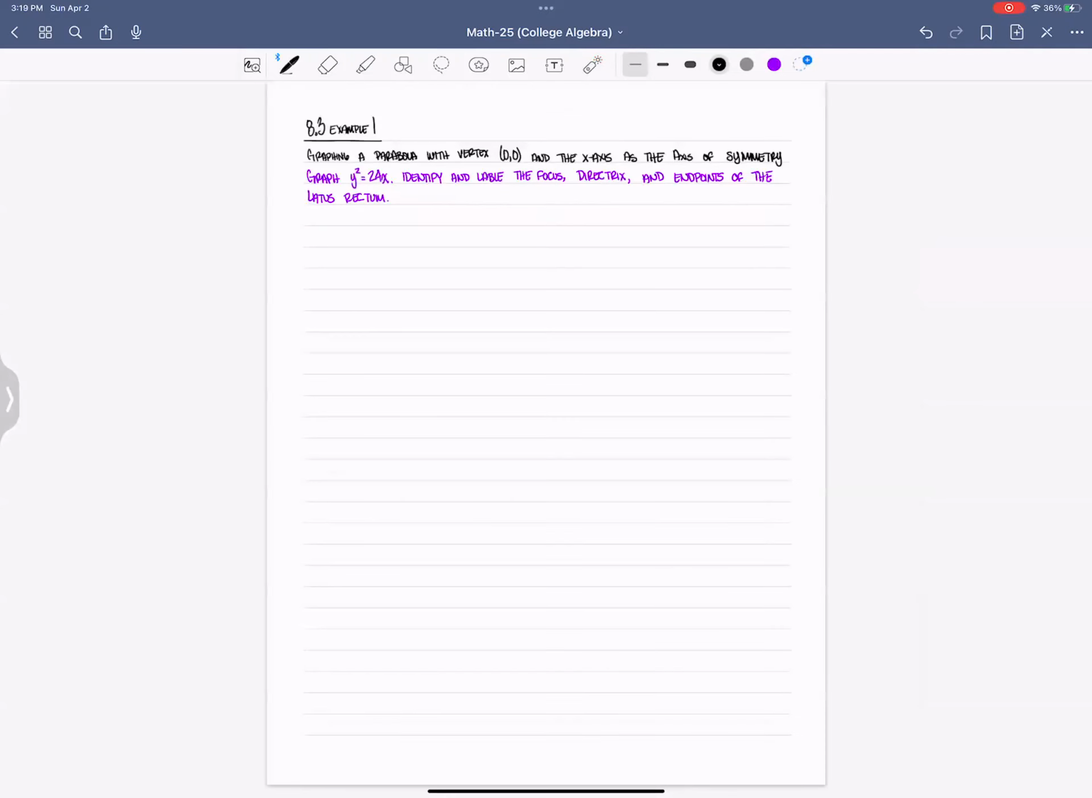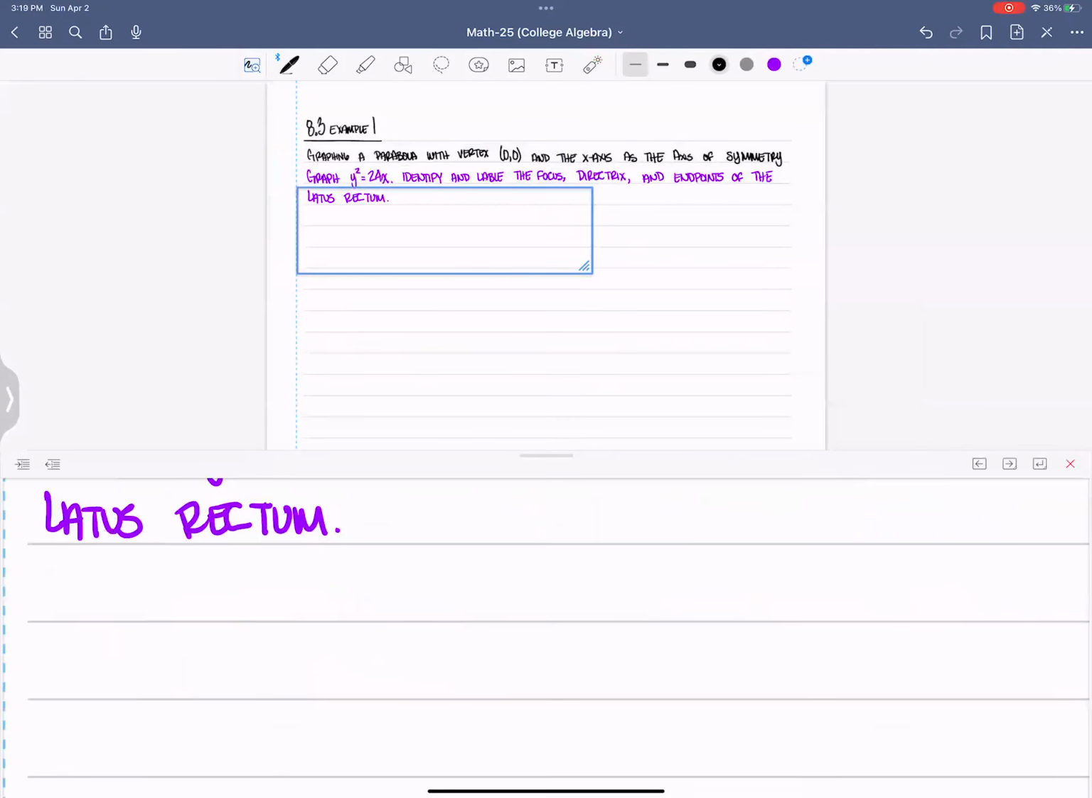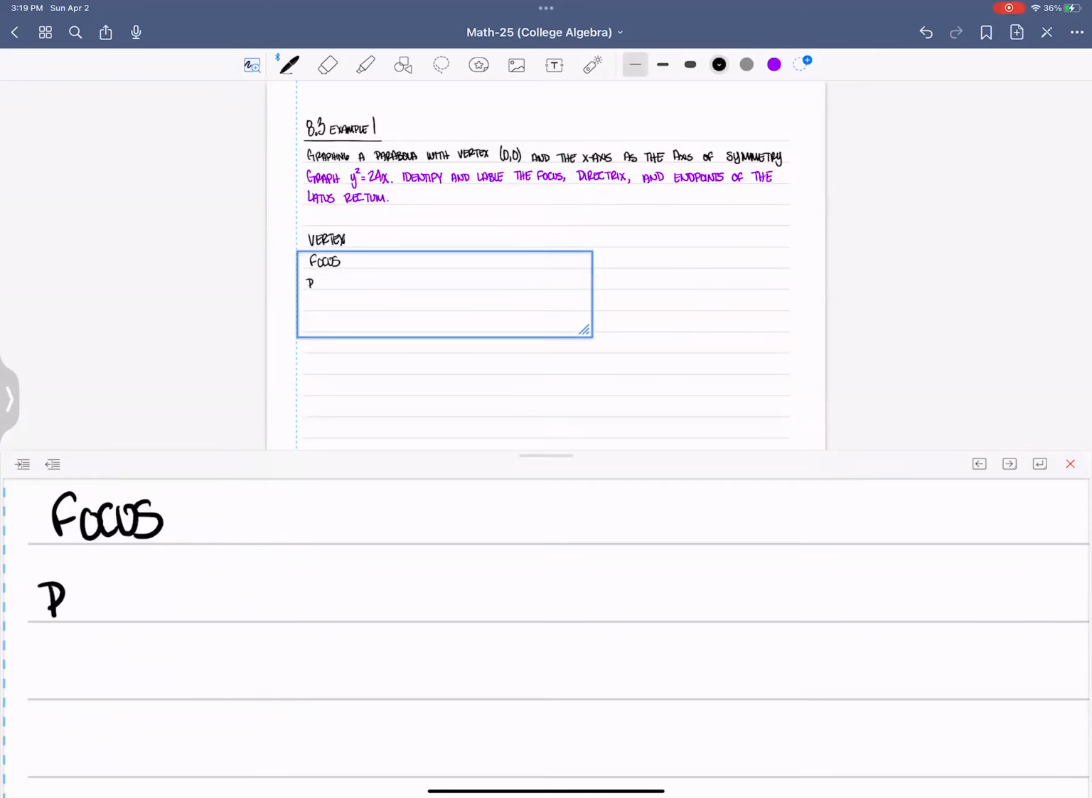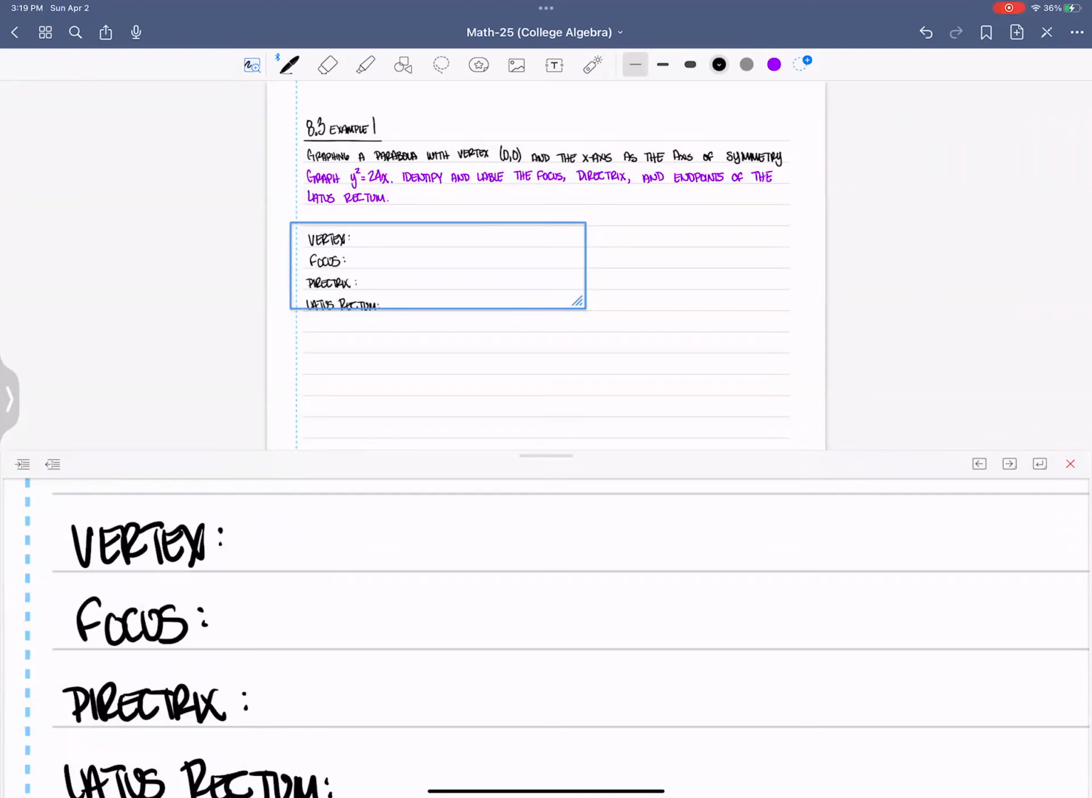So let's do it this way: the vertex, the focus, the directrix, and the endpoints of the latus rectum. All right, starting off with the focus.